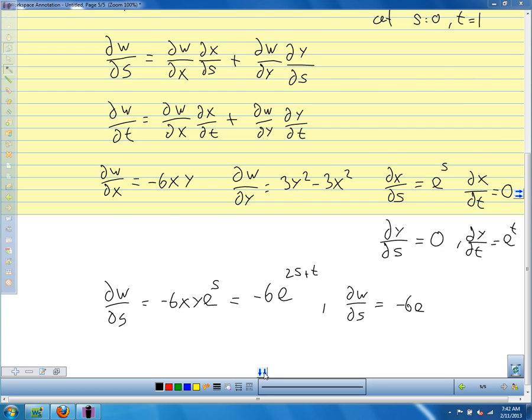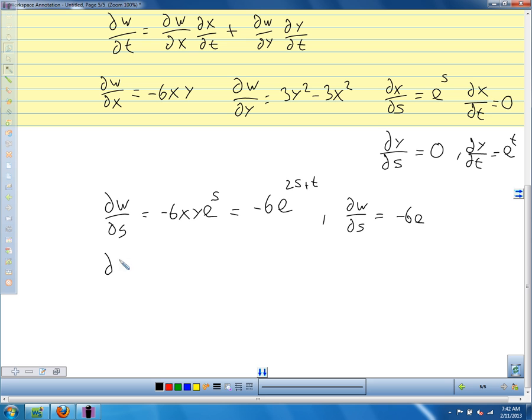And then our partial of w with respect to t. I'm just going to put in my values. I get 3 y squared minus 3x squared times e to the t.